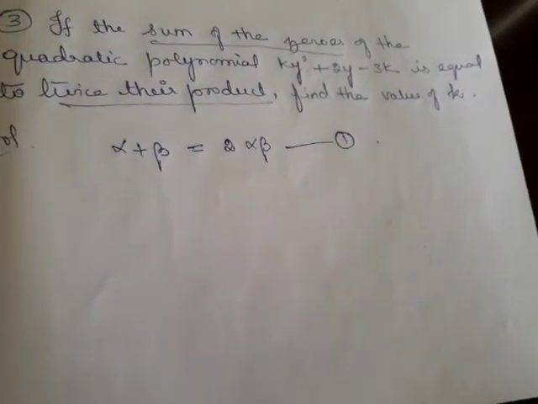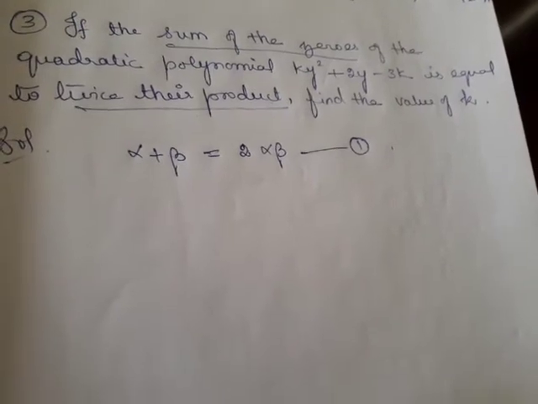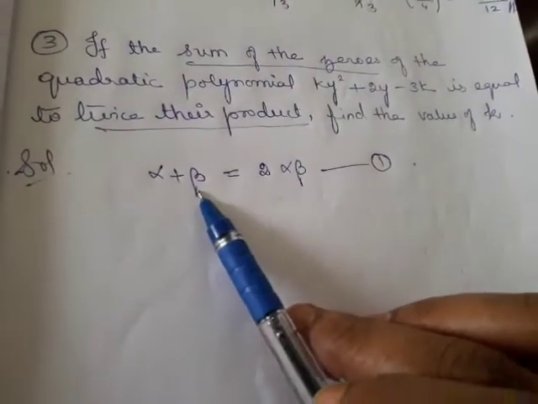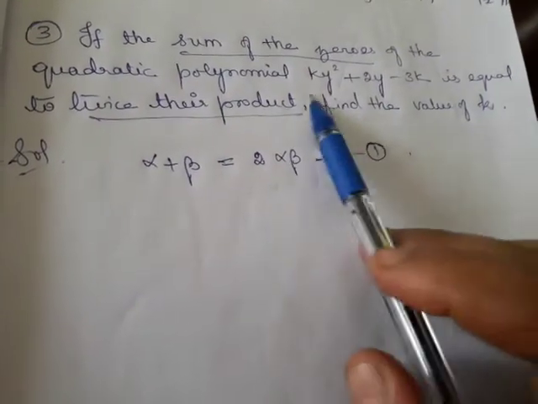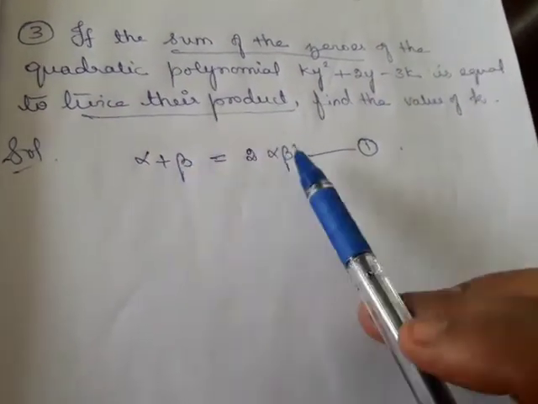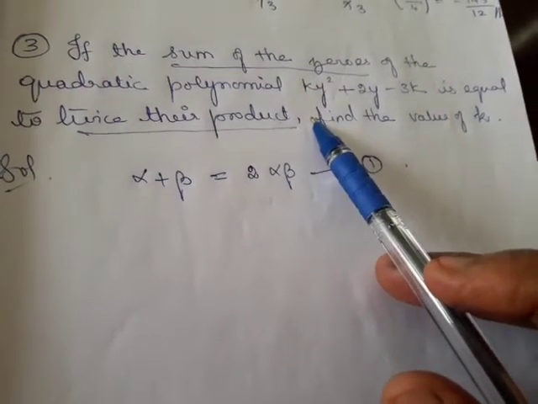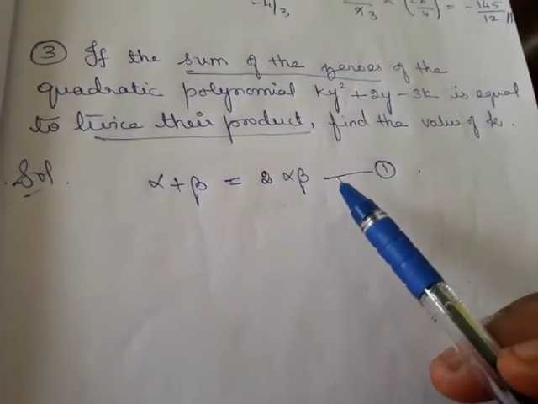So using this relation and using the values of a, b, c, we can find what is alpha plus beta and what is alpha beta, right, from the given polynomial. Substitute the values here and find the value of k, right. So will you do it?